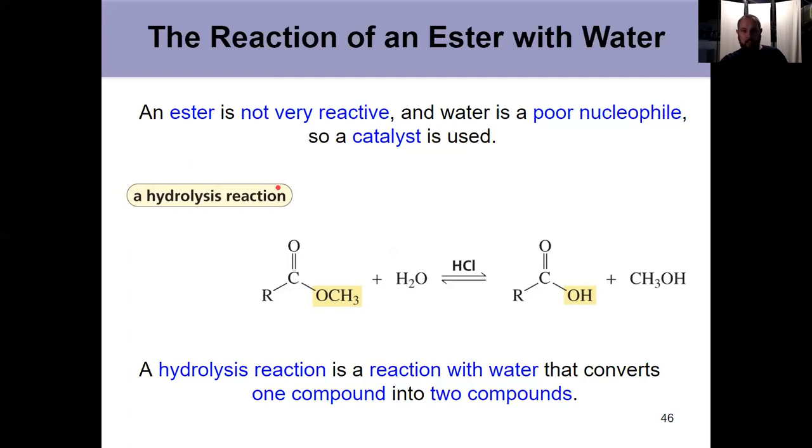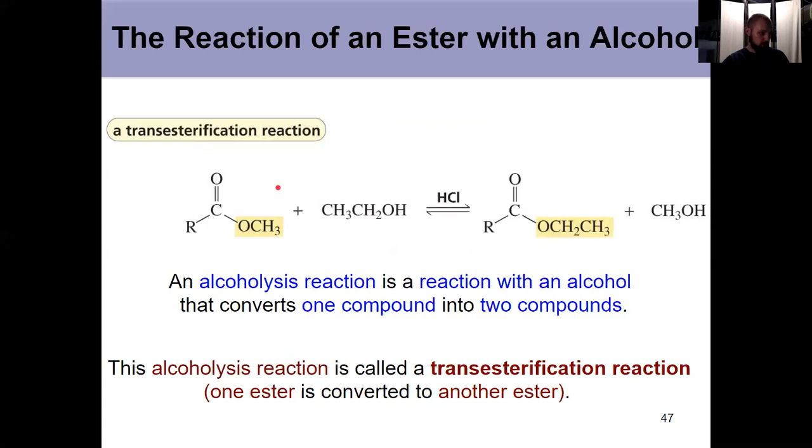We can also take an ester and react it with an alcohol. Okay? Notice the product here is again an ester, just a different one. Okay? So this is known as a transesterification reaction. We took one ester, we reacted it with an alcohol, and converted it into a different ester. Okay. Again, a slow reaction due to the fact that we have poor leaving groups and bad nucleophiles.